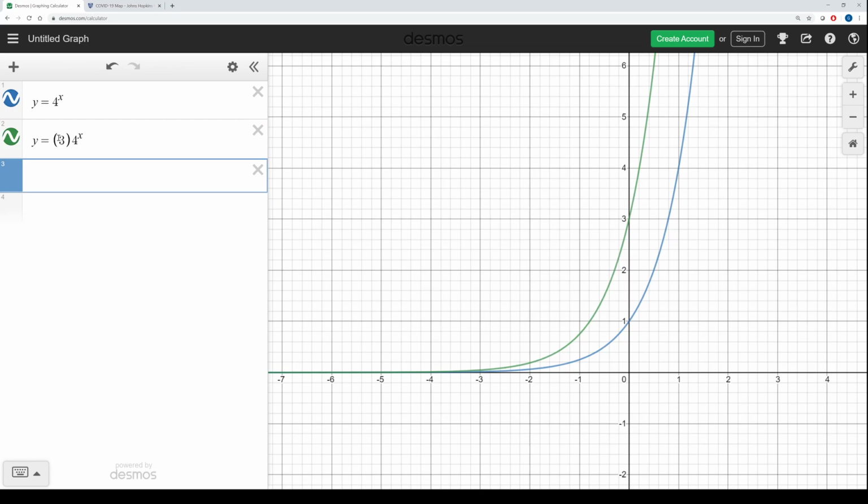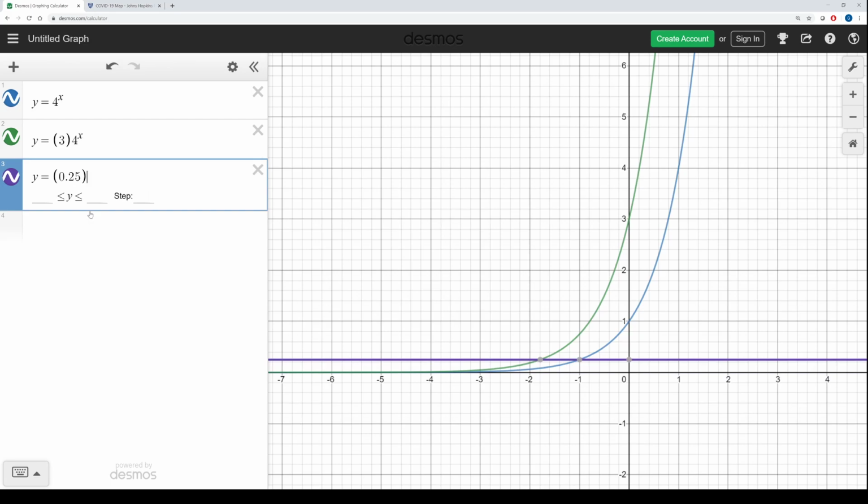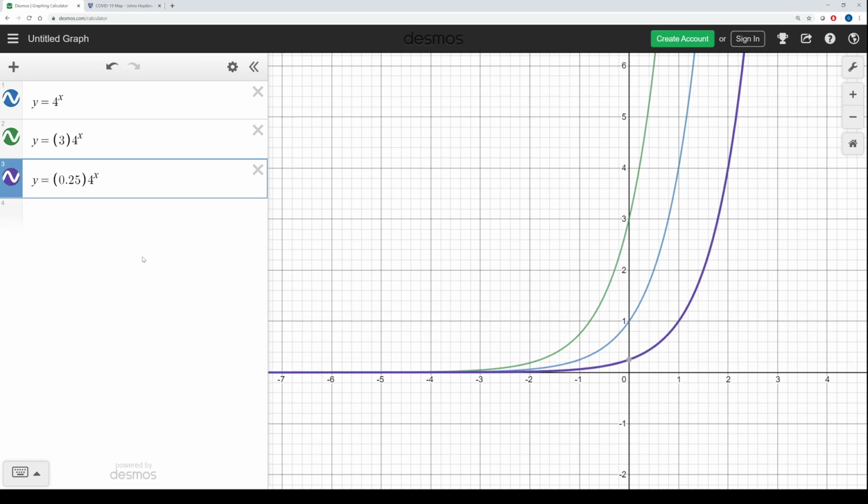Okay, so what if this number in the front was something smaller than 1? Like, what if it was y equals 0.25 times 4 to the x power? Okay, that's our purple one here. The blue is the original one. So we see instead of growing faster, it's actually taking a little bit longer to grow. It's still going up. It's still exponential growth. But since this number is so small in front, it's taking a little longer to grow.